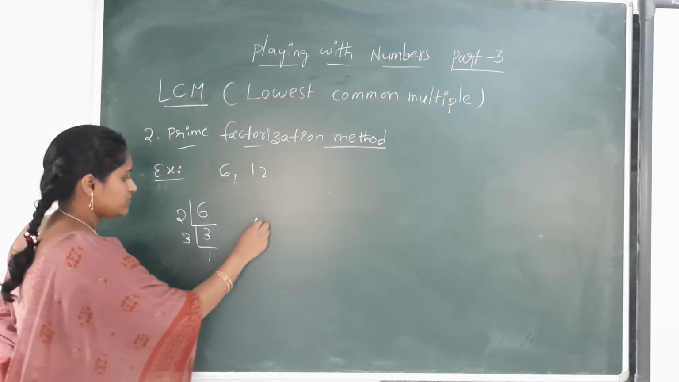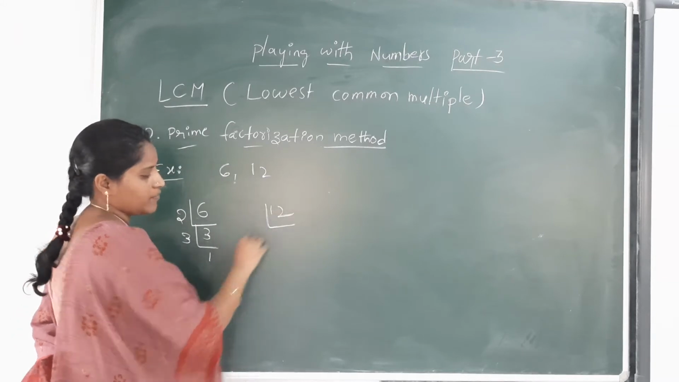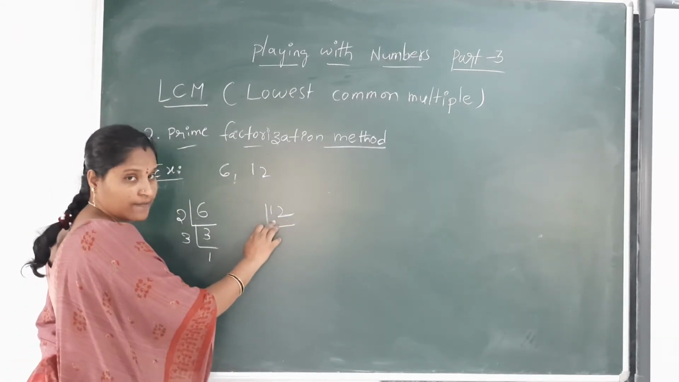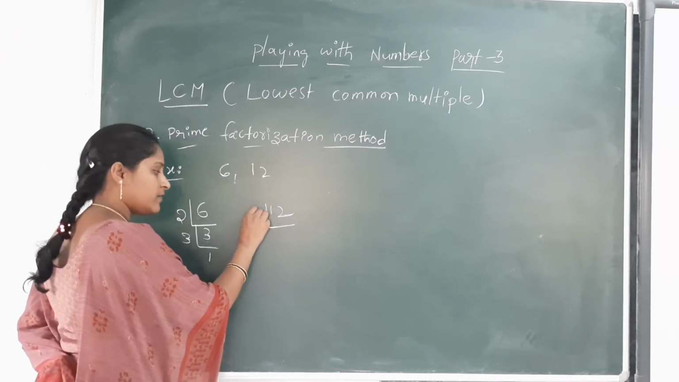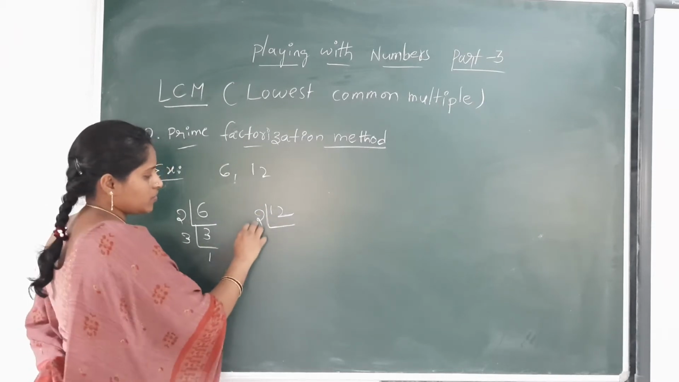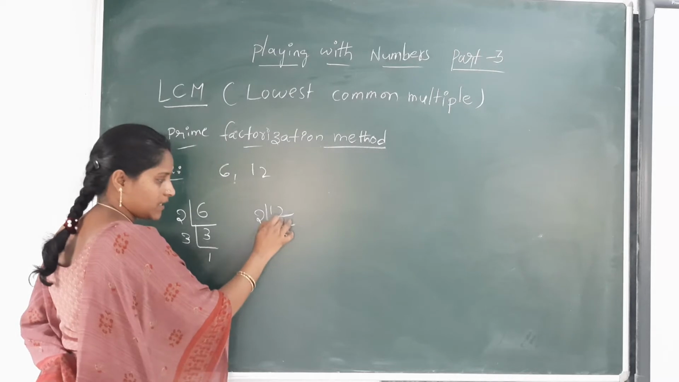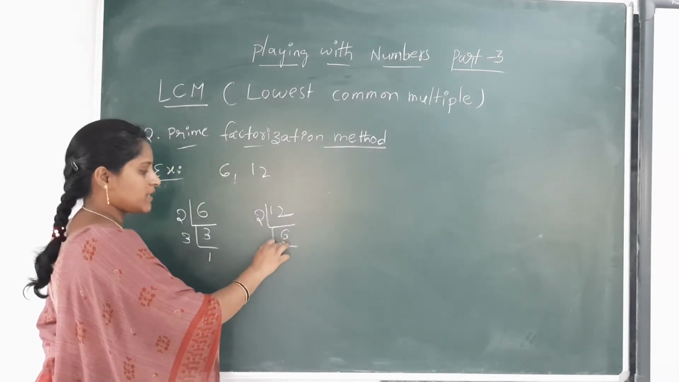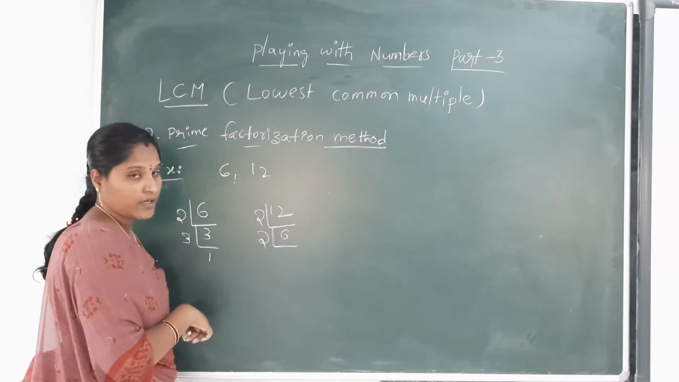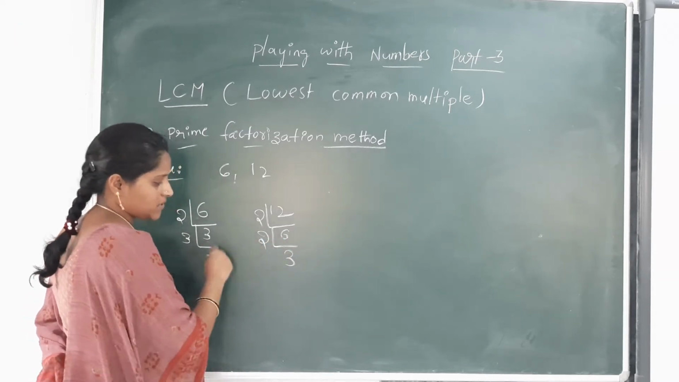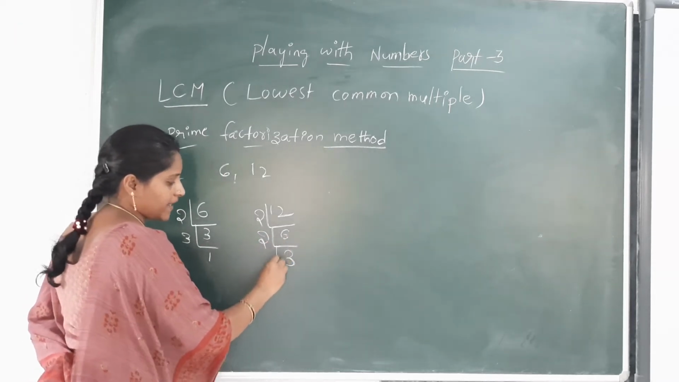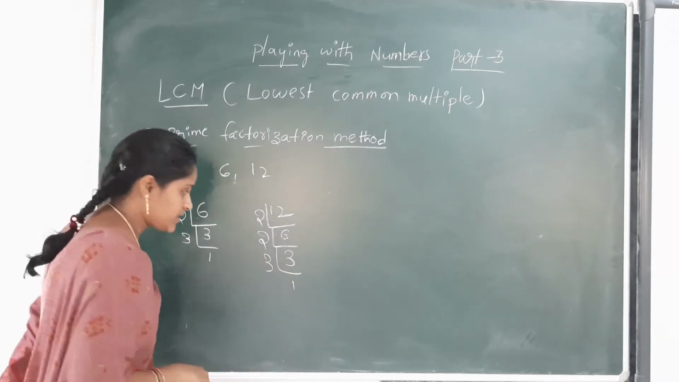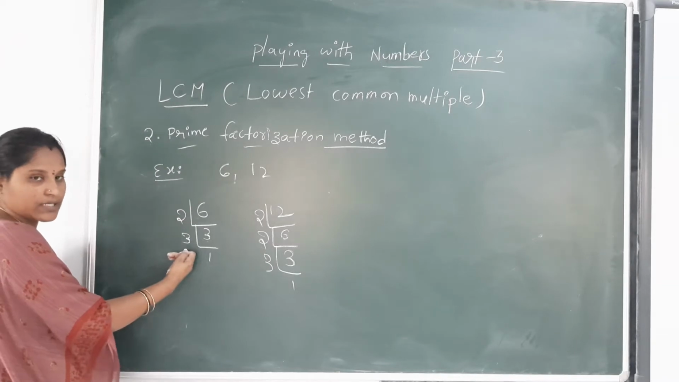Next, for 12, same process. 12 is an even number, so it is definitely divisible by 2. I have taken 2 here, and 2 times 6 is 12. Again, 6 is an even number, so 2 is possible again. I drew 2 here, and 2 times 3 is 6. Again, 3 itself is a prime number, 3 ones are 3. Next, first find out prime factors like this.